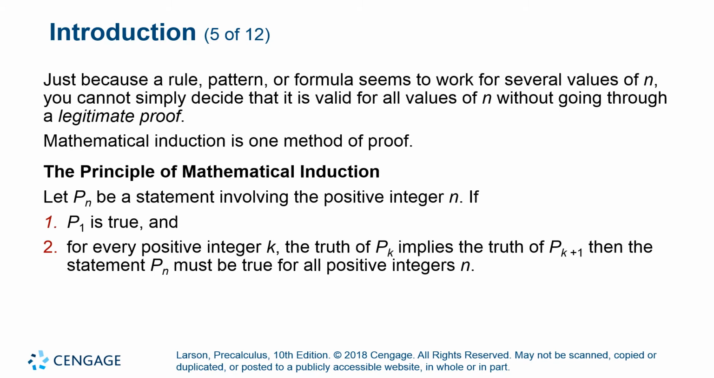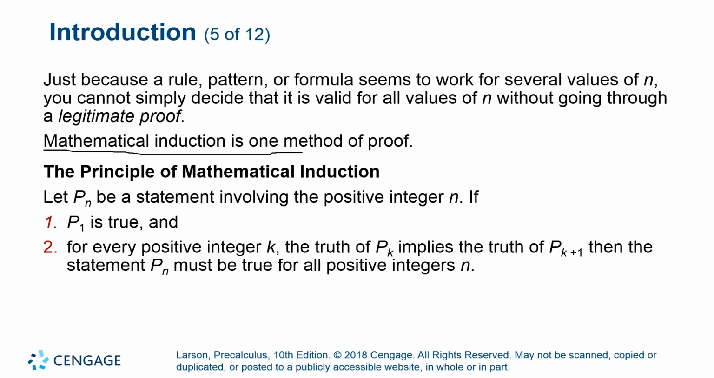So we have just seen that it doesn't matter if a pattern works for several values of n, it does not mean that this is a formula or that it is going to work for all n values. In order to decide that a particular pattern is a formula or a rule, we have to use one of the legitimate proofs in mathematics to show that it will work for all n, regardless of what the value of n is. One of those proofs is called mathematical induction.